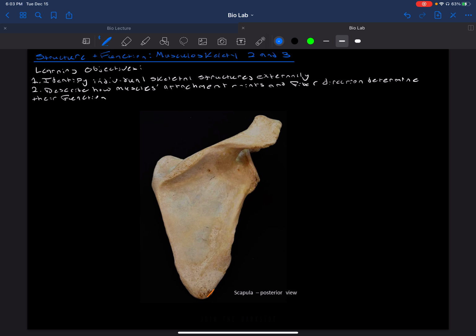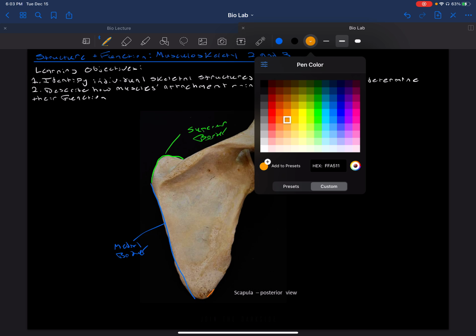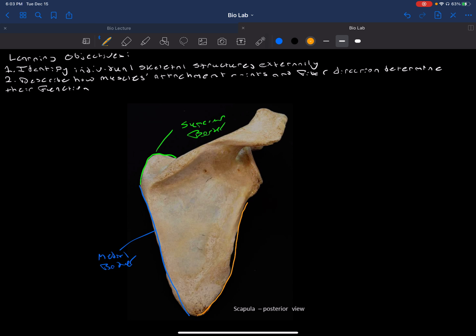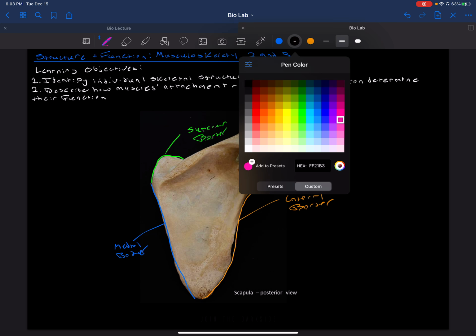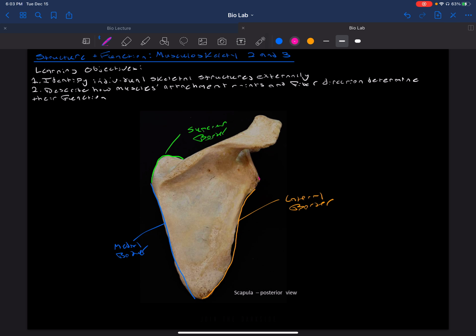scapula. So I'll just label the structures on the scapula. So this structure over here in blue is the medial border. The structure in green is the superior border. This structure in orange is the lateral border. And the lateral border leads to a depression in the scapula, which is called the glenoid fossa.